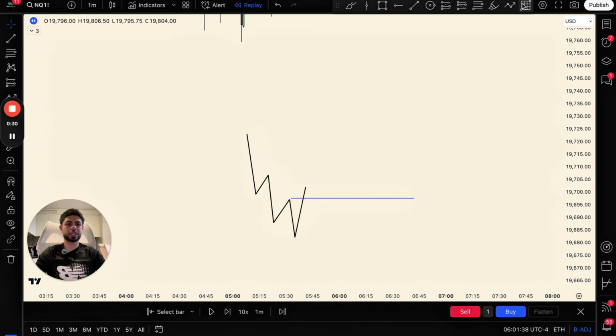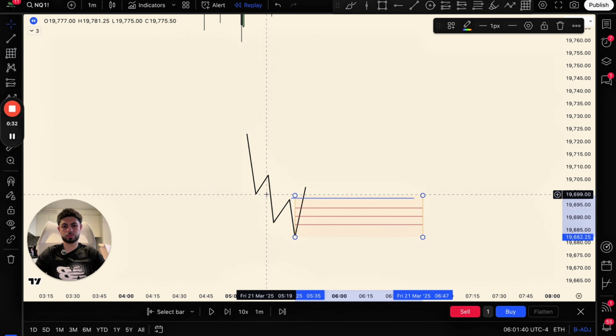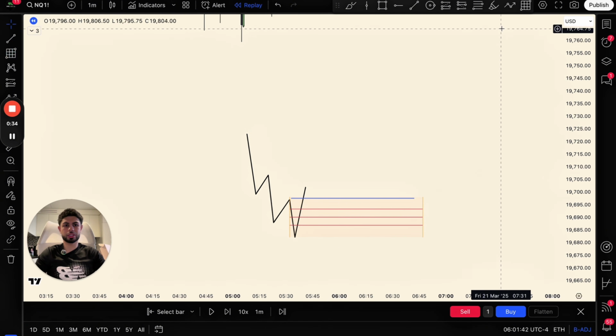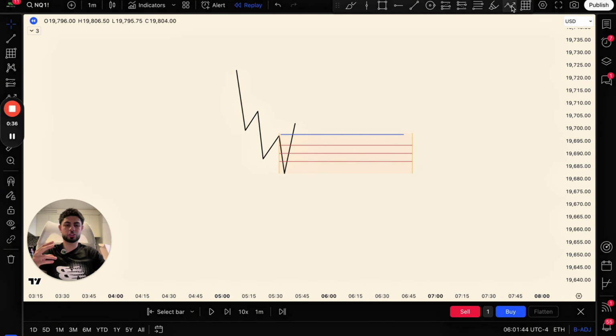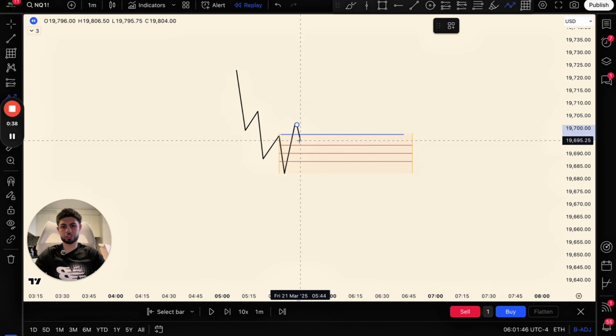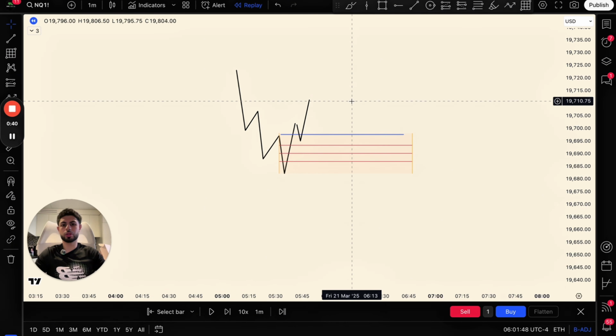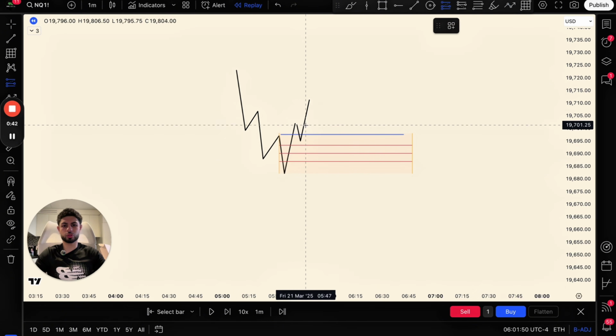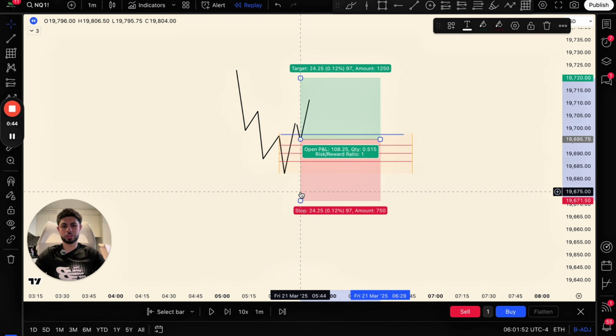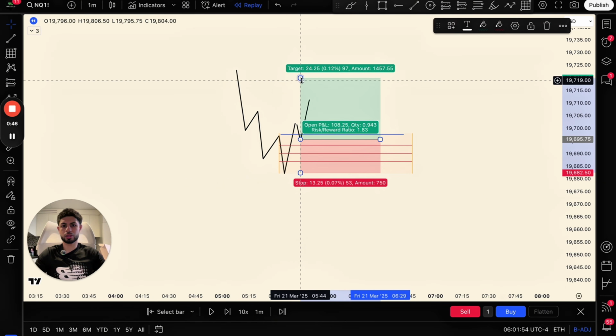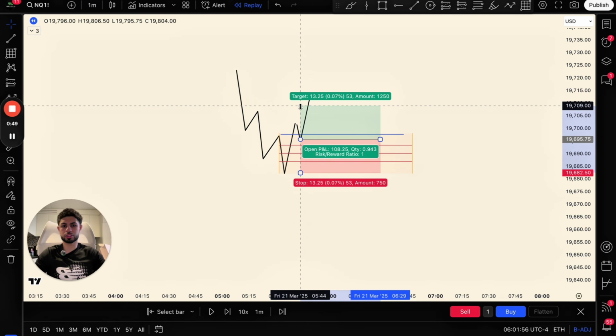Now that gives you a zone from here to here. Now you have two entries. You can enter on the immediate retracement, boom, push price higher. You can secure your 1-to-1 here. Okay, let's see where it is, wherever it is, let's say here.